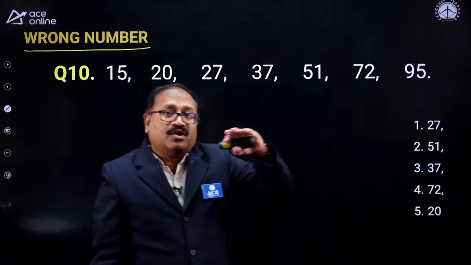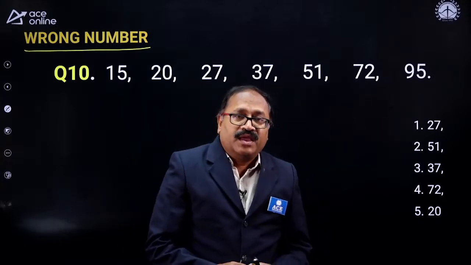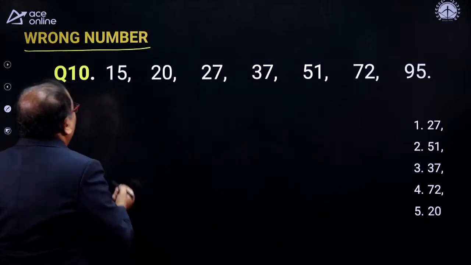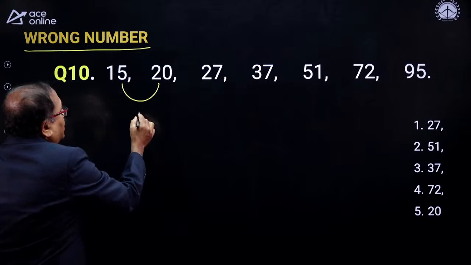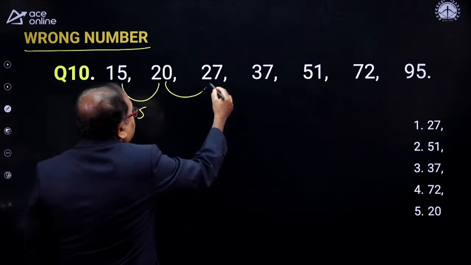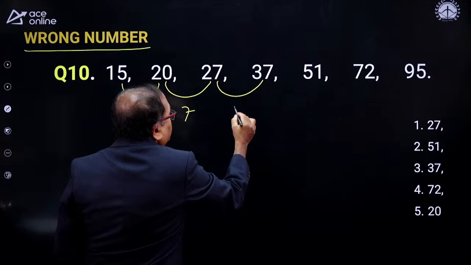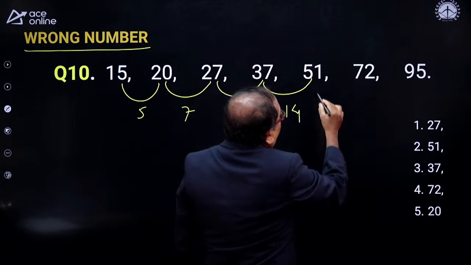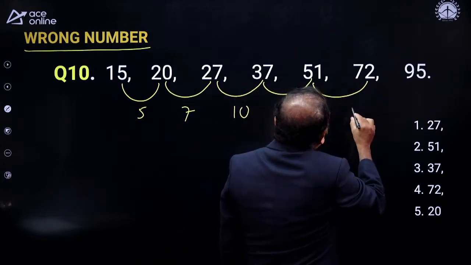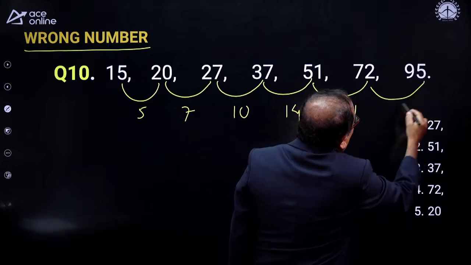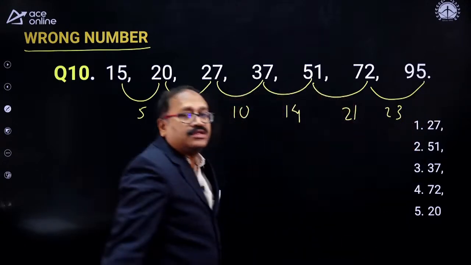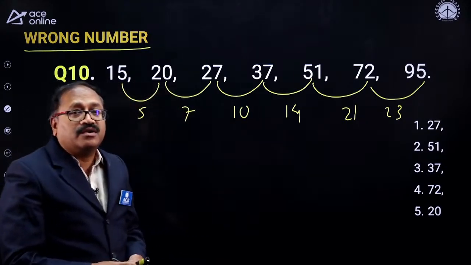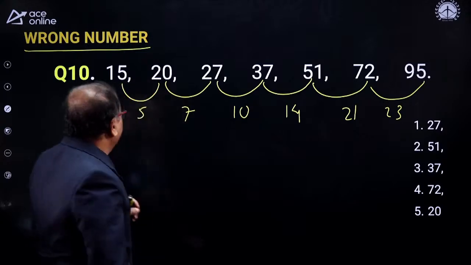So the numbers are in a constantly increasing order. And the rate of increase is low, therefore I will check addition. Then what happens from here to here? Now I notice that it is plus 5. What happens here? Plus 7. What happens here? Plus 10. What happens here? That is a plus 14. Right? What happens here? That is 21. And here this is 23. As a wrong number is there, you will get the two sequences which will not be matching.